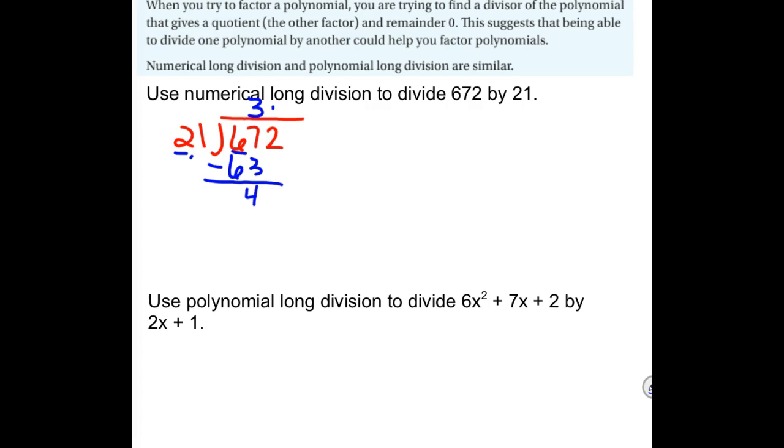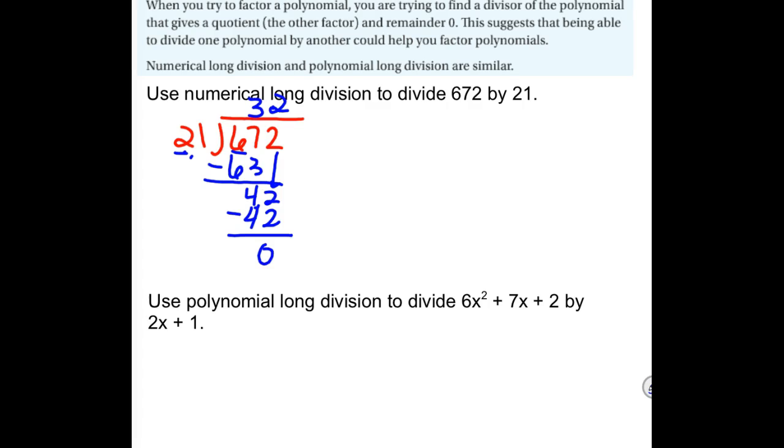And then what was the next step? Bring down the 2. And you basically just kept repeating that process. Now we have a 42. We're going to think 4, we're dividing it by 21, we're going to think 2. First term divided by first term. 4 divided by 2 is 2. We're going to put a 2 up at the top. 2 times 21 is 42. And when we subtracted, we had no remainder.